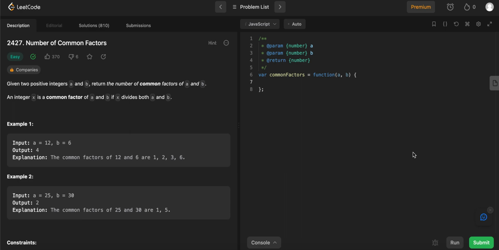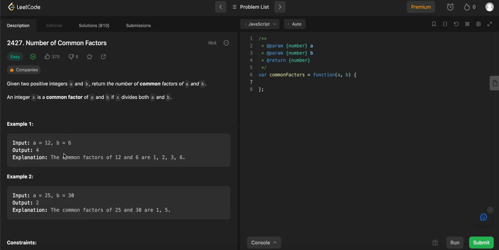Hey everyone, today we're working on LeetCode Challenge 2427 called Number of Common Factors. In this challenge you're given two integers a and b, and you need to return the number of common factors of a and b. A number is a common factor if it divides into both a and b.